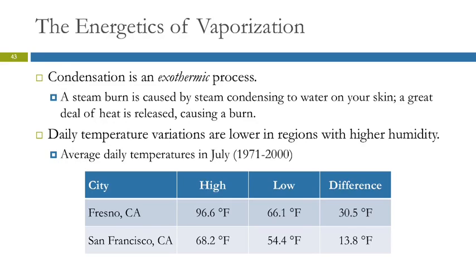Condensation is the opposite of evaporation or vaporization. Evaporation is an endothermic process. Condensation is an exothermic process. When things condense from the gas state to the liquid state, they release a great deal of energy. Steam can cause a much worse burn than hot water. When steam condenses on your skin, it releases a great deal of energy.